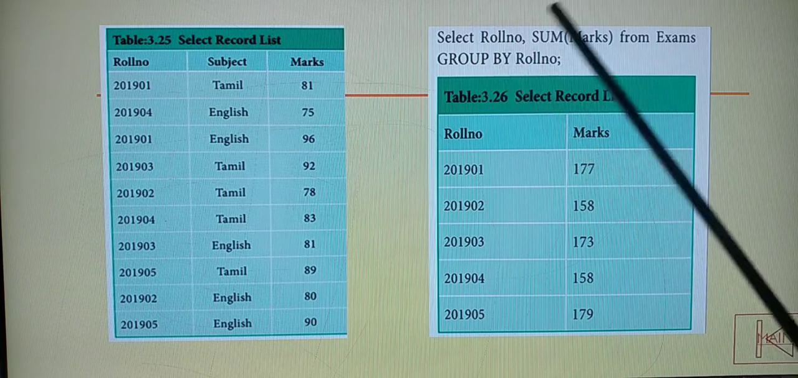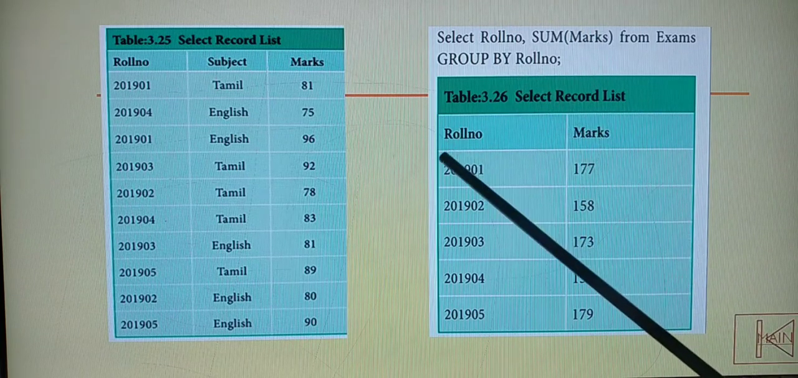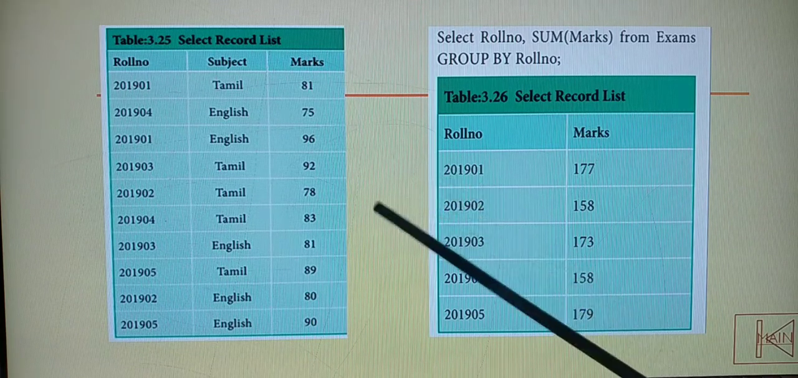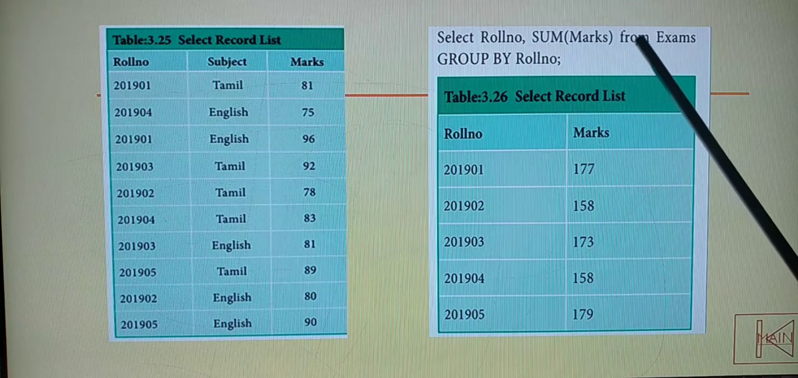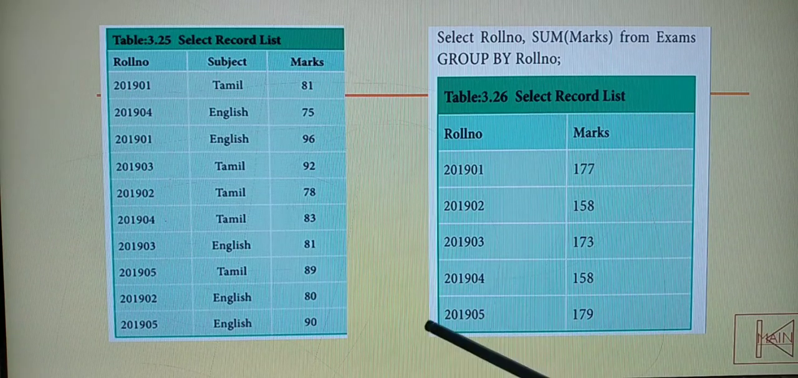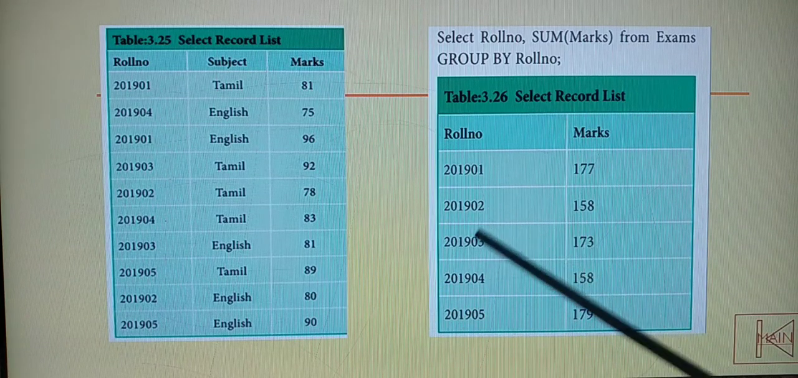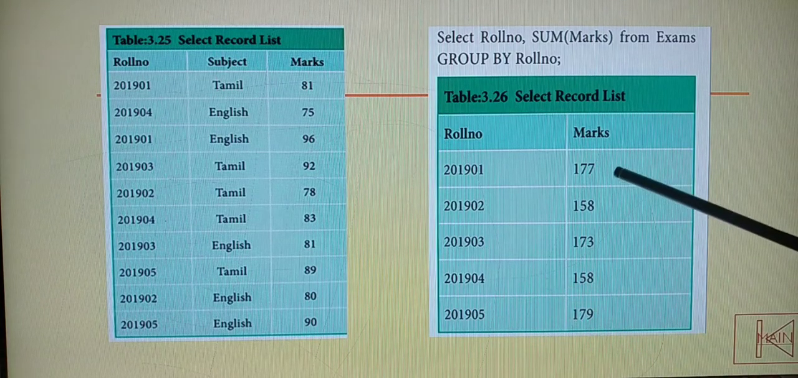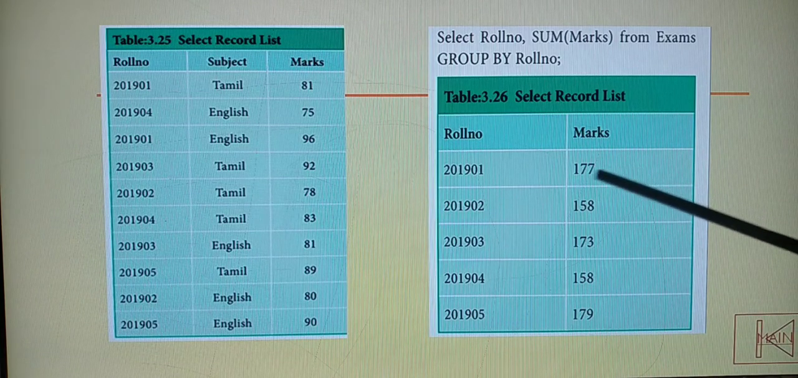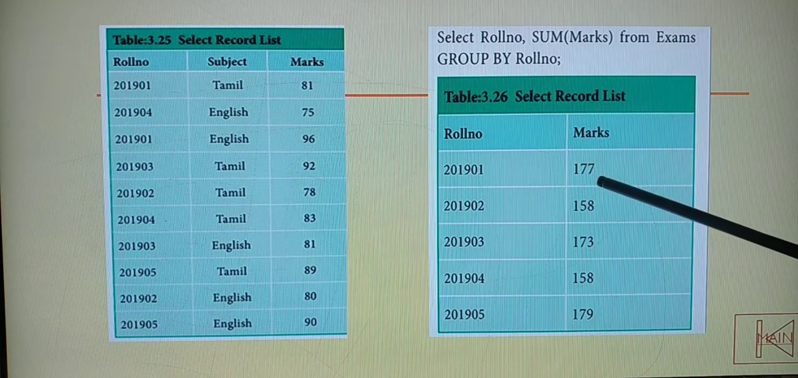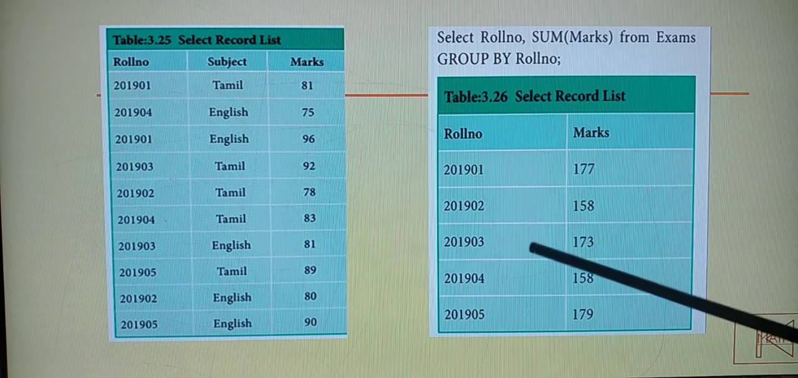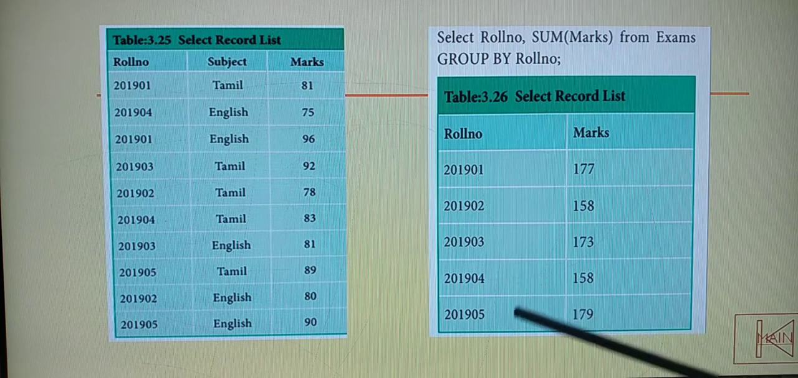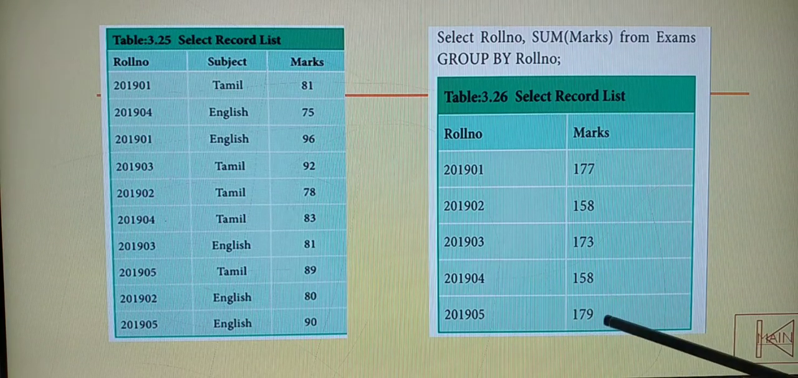Group by roll number. So you are going to group the records based upon their roll number. Yes, after executing this command, you will be having this output: 901, 902, 903, 904 and 905. So here all the marks are added. That is, for 901, Tamil and English marks are added. Similarly for 902, 903, 904 and 905 also, Tamil and English marks are added.